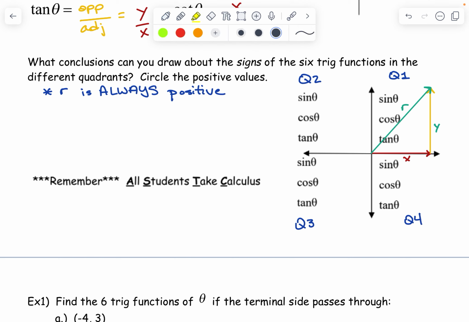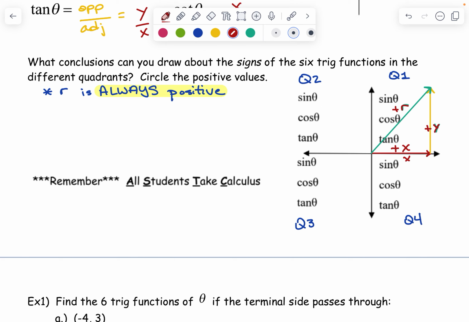R will not be negative. R is always positive. But in this case, I've got a positive x. Let me switch back to my pen, not my highlighter. I've got my positive x, I've got my positive y, I've got my positive r.